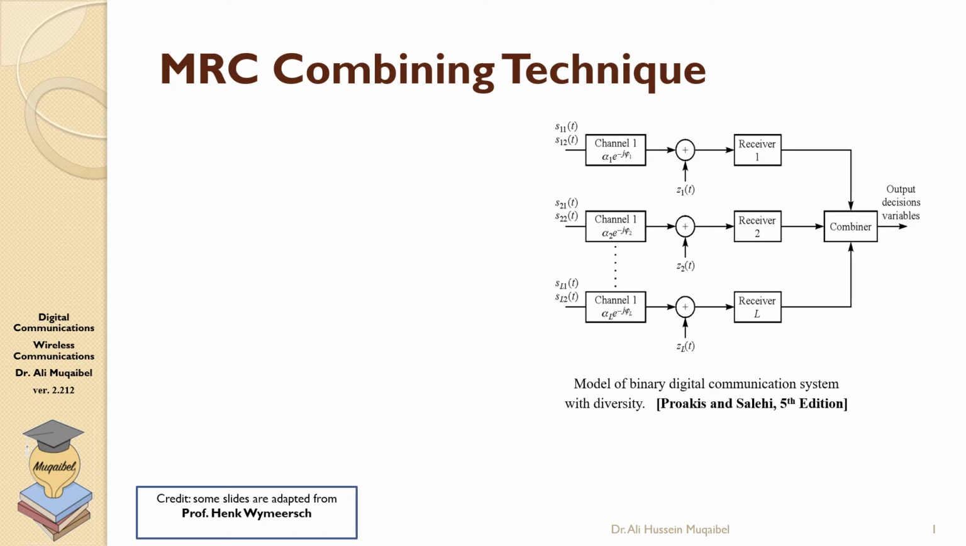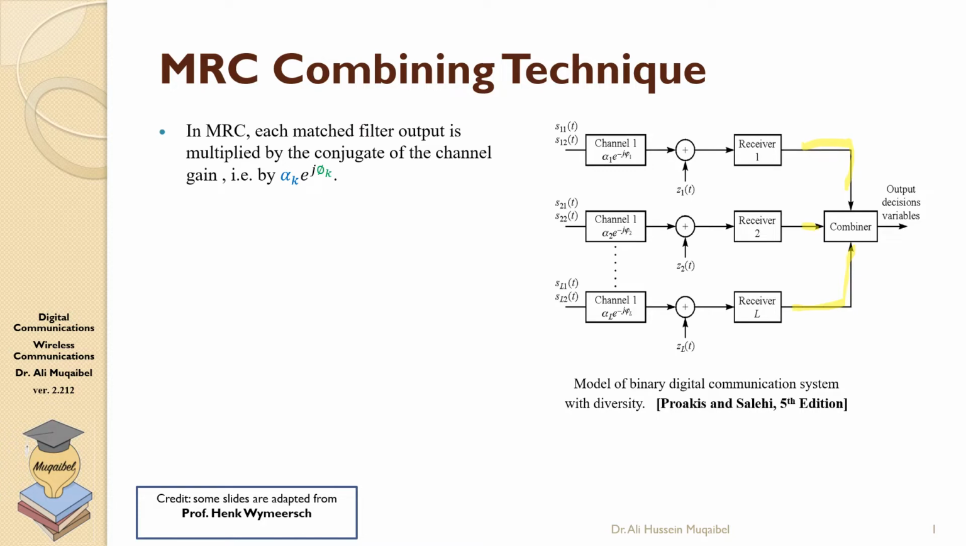So starting with the maximum ratio combining technique. If you look at the diagram here on the right, the diagram shows you that you have different branches, and those branches are going through a combiner. Those branches are different in terms of additive noise and in terms of the channel experience. We're having a different receiver for each case.